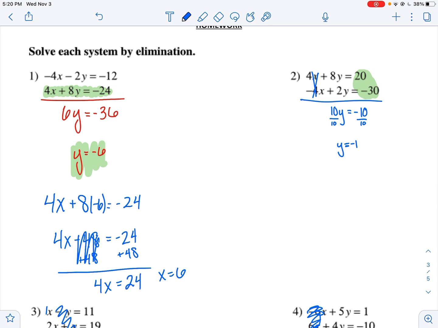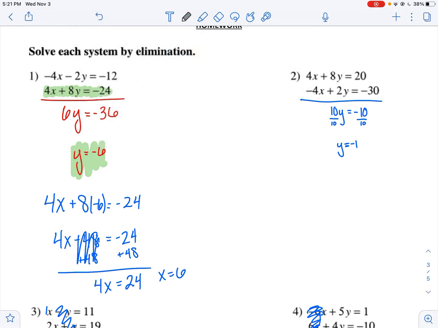On number 2, again, I'm going to pick either equation. It doesn't matter which one. So I'm going to use the one that doesn't have any negatives in it. And I'm going to substitute my y value in for y. So instead of 2 times y, I'm going to do 2 times negative 1, because y is negative 1. Or I'm sorry, let's substitute into the top equation. So instead of 8 times y, I'll do 8 times negative 1. But you could substitute into either equation. It doesn't matter which one.